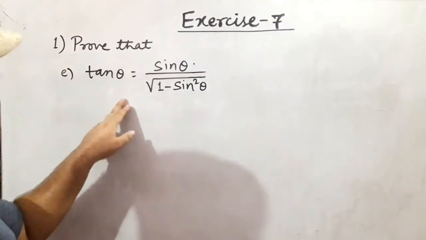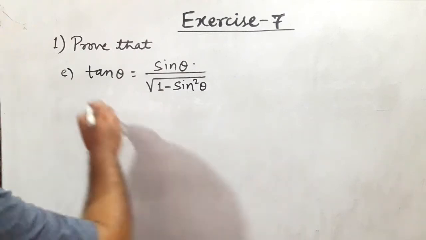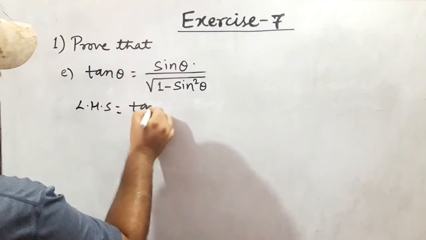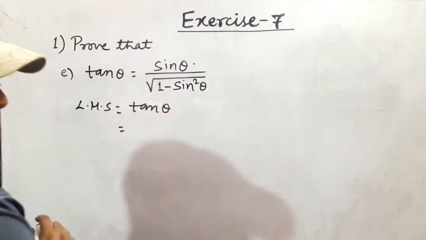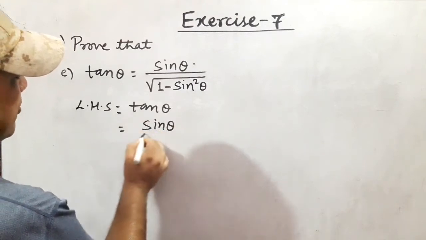Tan theta equals sin theta by root under 1 minus sin square theta. Let's do it from the left hand side. We have tan theta. From the quotient relation, we have tan theta equals sin theta by cos theta.